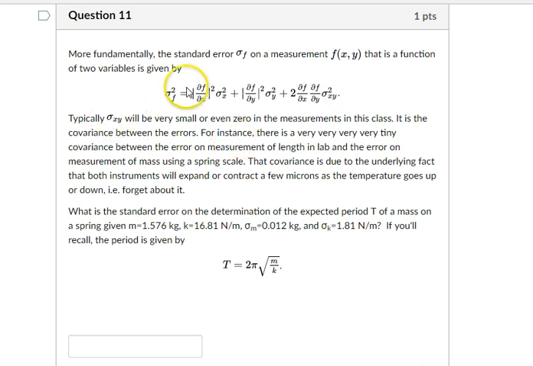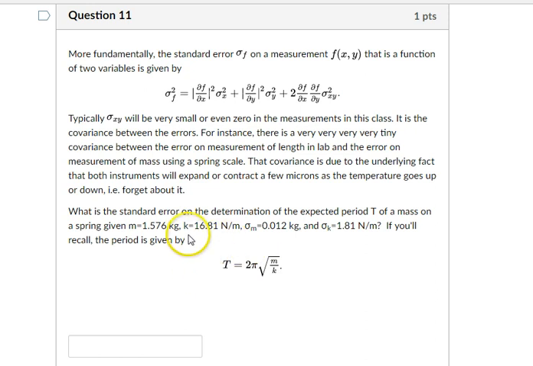Okay, so let's take a look at this. We want to look at the standard error on the expected period T of a mass on a spring. So T is 2 pi square root of m over k. We've got an error on the mass. We have an error on the spring constant k. All right, and so what do we have to do? We have to take the partial of T with respect to m, and the partial of T with respect to k.